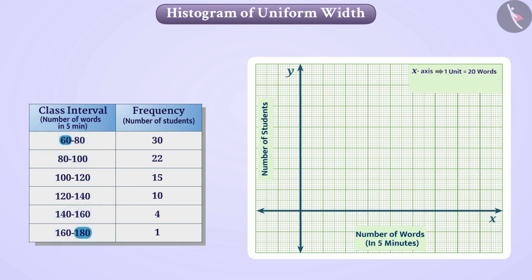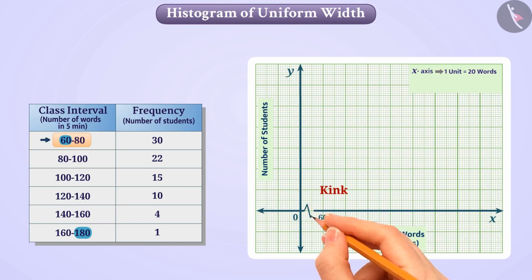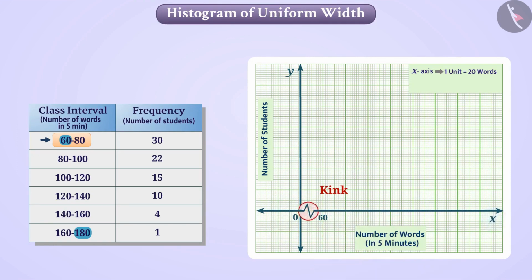Since the first class interval is starting from 60, we do not have to show numbers from 0 to 60 on the x-axis. To show that we are not taking the numbers from 0 to 60, we will draw a kink symbol on the x-axis in this way. Thus, keeping in mind the scale on the x-axis, we will show numbers from 60 to 180.